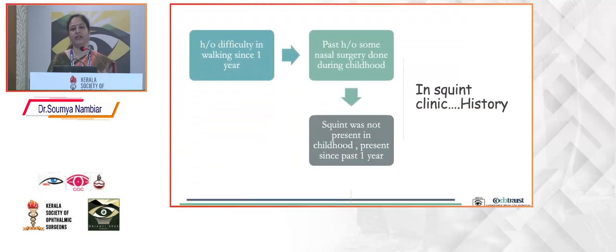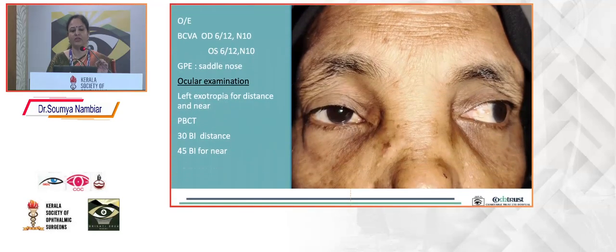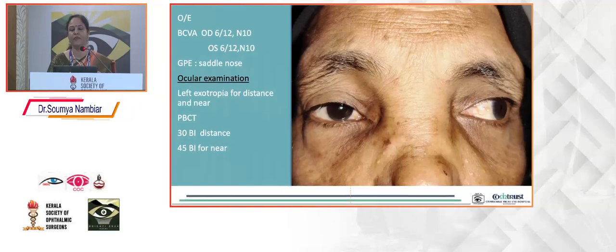In the squint clinic, again I took the full history. Difficulty in walking is still there, and there's a past history of some nasal surgery, but a history of squint was not present in childhood. She gave me the history that it's present only since 1 year. So this is a picture. You can see there's a large angle of left exotropia. On general physical examination, because of the nasal surgery, there's a saddle nose, okay?